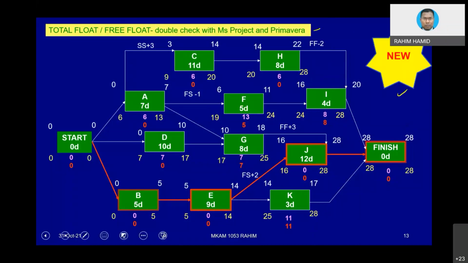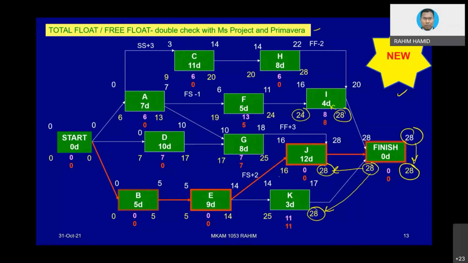Okay, now based on this one, let's go into the calculation again. So remember the last one is 28. So we copy back 28. 28 minus 0 equivalent to 28. 28 transfer here, 28 transfer here, and then here. And then within the box, we can minus 4, we get 24. We get 16, we get 25. Okay, that will be easy. But the issue is this one.